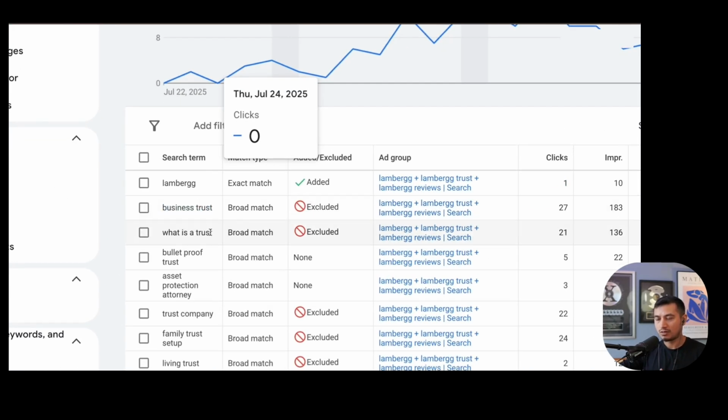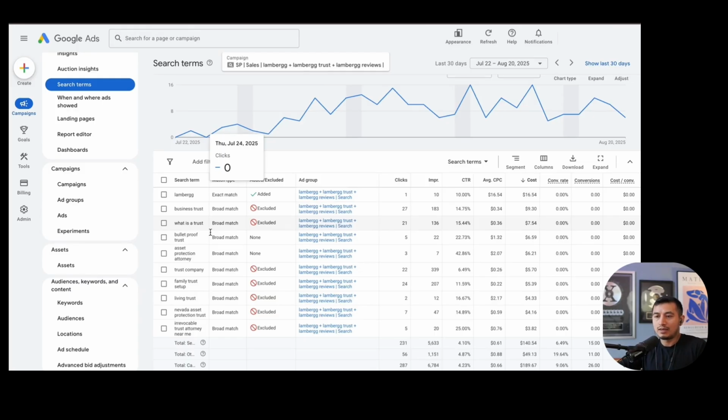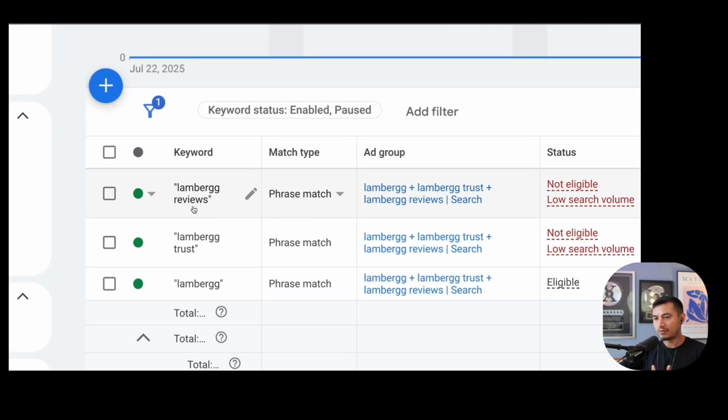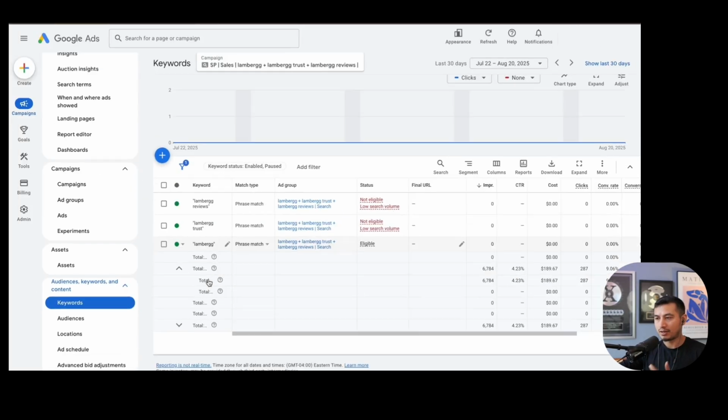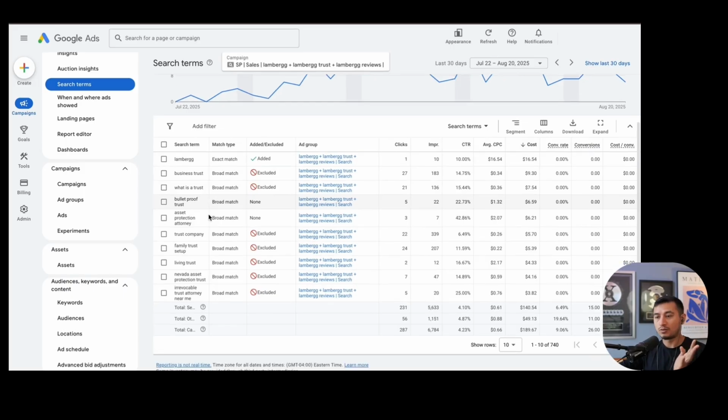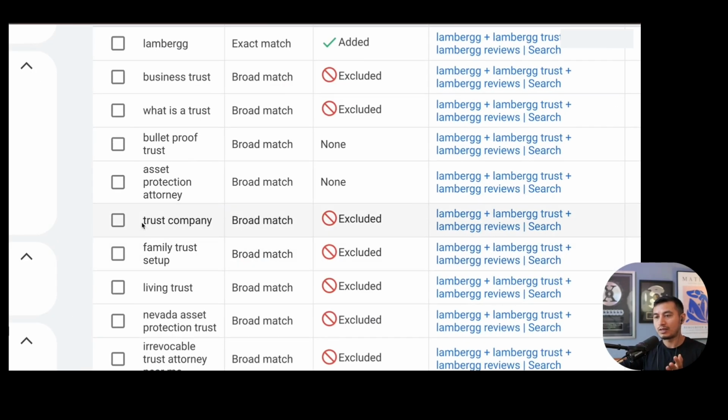It was also spending money on business trust keyword. What is a trust keyword? Like, I never gave those keyword. I give Google 3 keyword: Lamberg reviews, Lamberg trust, Lamberg. I gave Google 3 keyword, okay? And because it was broad, it could now just go do whatever it wants.